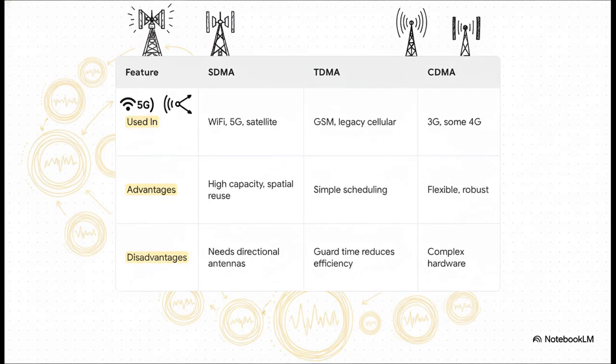Now, on this next table, let's look at the advantages for SDMA. The two huge wins are high capacity and something called spatial reuse. That means we can use the same frequencies over and over again as long as they're in different locations. Now, the trade-off, as you can see under disadvantages, is that you need these more complicated smart directional antennas. And that's exactly why you see SDMA in cutting-edge systems like 5G and modern Wi-Fi, while the older methods are often found in legacy systems.